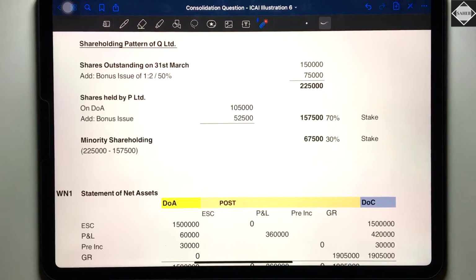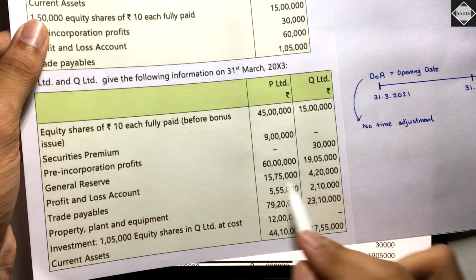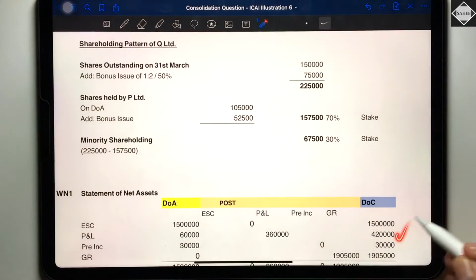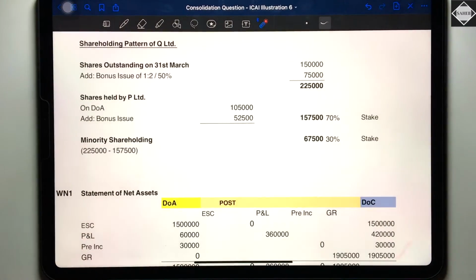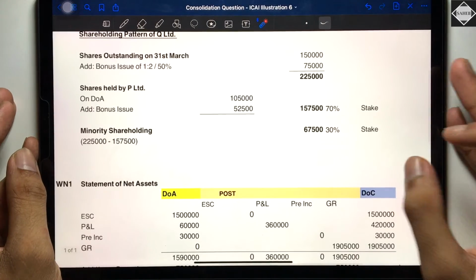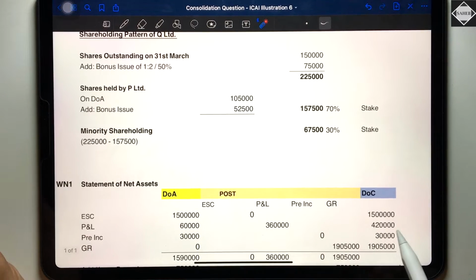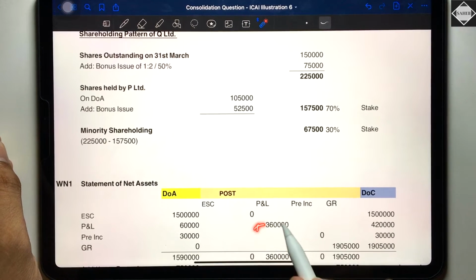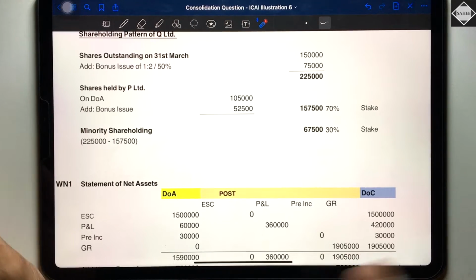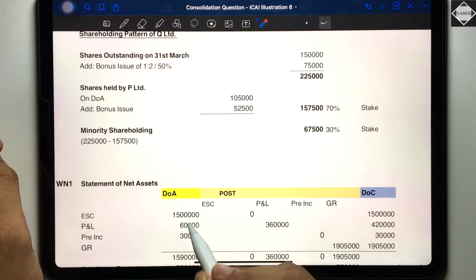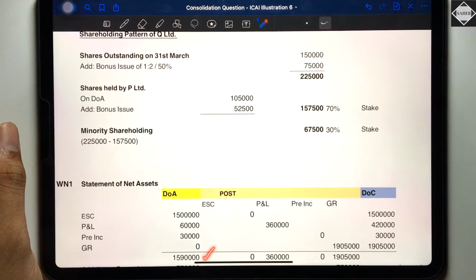Okay, and then on date of consolidation, the P&L balance is how much? 4,20,000. And then pre-incorporation is the same, only 30,000. General reserve is how much? 19,05,000. Okay, easy. And then you will take a sum of everything. See the movement first. 60,000 to 4,20,000. That means there is an increase of how much? 3,60,000. 0 to 19,05,000, so there is an increase of that entirely. And then just take a sum. 15 lakh plus 60 plus 30, that's 15,90,000.